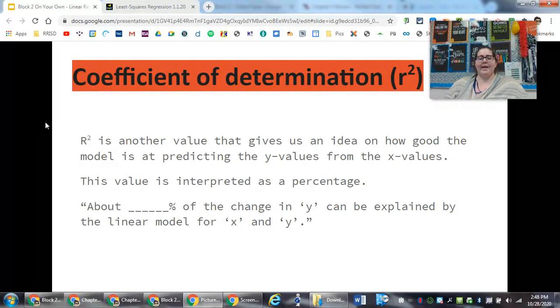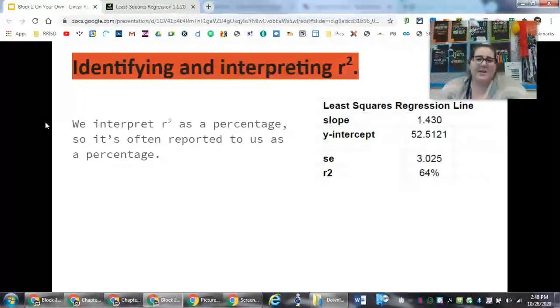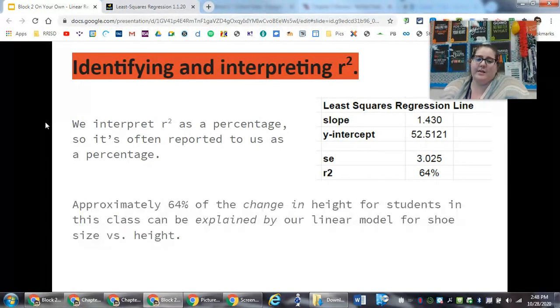We say about blank percent of the change in Y can be explained by our linear model for this set of data. Whatever percent of the change or the deviation in Y can be explained by this linear model. For our data, our R squared was 64%. Again, it's usually given to us as a percentage because that's how we interpret it.